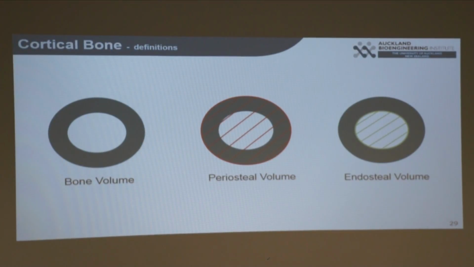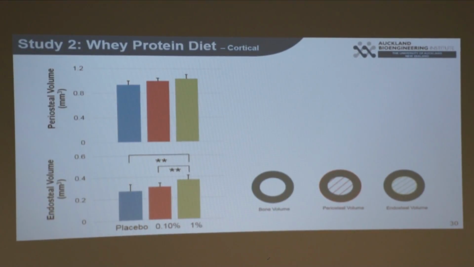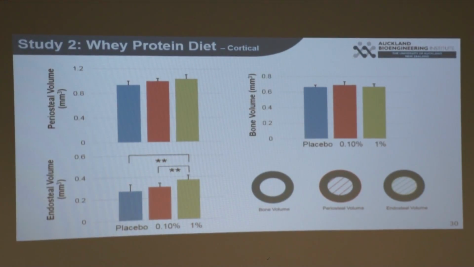Now, any changes in periosteal volume is indicative of bone deposition or gain, while any changes in the endosteal volume suggest bone loss or resorption. So then we looked at periosteal volume and endosteal volume. The periosteal volume, there was a non-significant increase. Endosteal volume, significant increase across the groups. But then the overall bone volume showed no real change across the group, and that was consistent with what the model was predicting.